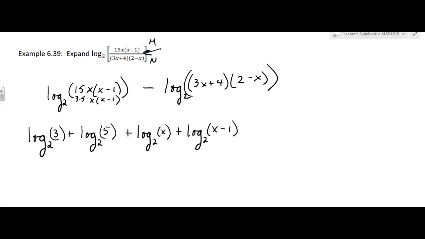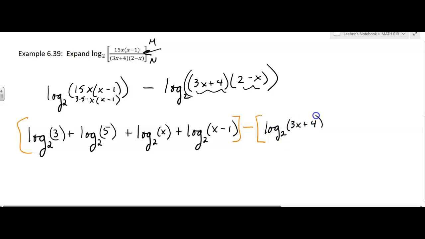But then we have to subtract all of the rest. So this is like the numerator part. And now we're going to have, not as much, because we just have two factors here, log base 2 of 3x plus 4 plus log base 2 of 2 minus x. And then we do usually go ahead and distribute this minus sign for the expansion. So final answer is going to be really long.